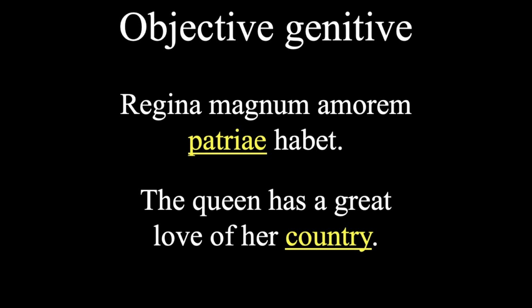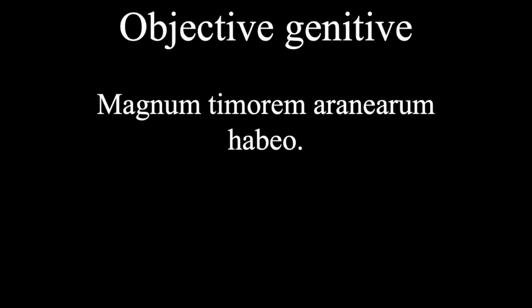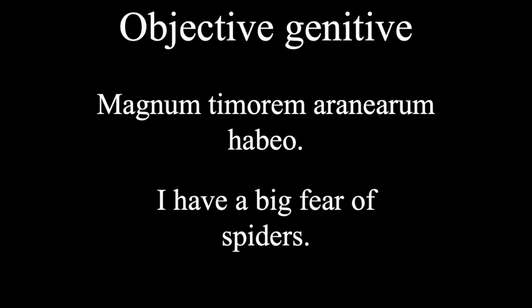Okay, another example. Magnum timorem arenarum habeo. This means I have a big fear of spiders. Again, this is an objective genitive because the fear doesn't belong to the spiders, it belongs to me. The spiders are the object of the fear.